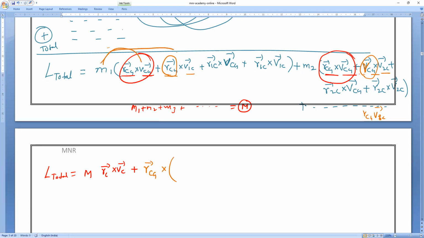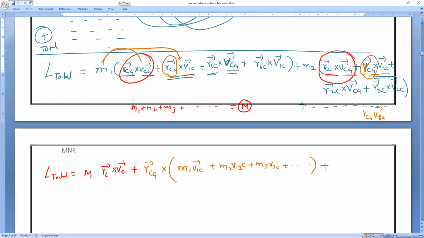So what is remaining? M1 into V1C. Plus next one, M2 into V2C. Next one, M3 into V3C, and so on it will come. Any problem for anybody? Clear? So the second term is also over. Next, third term.